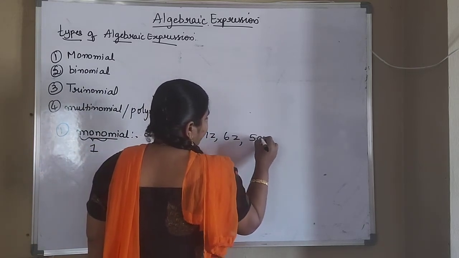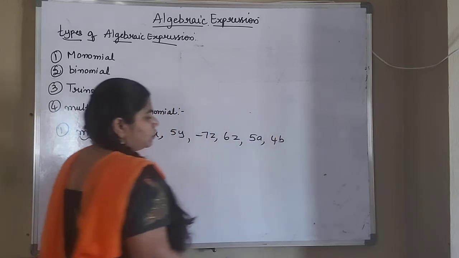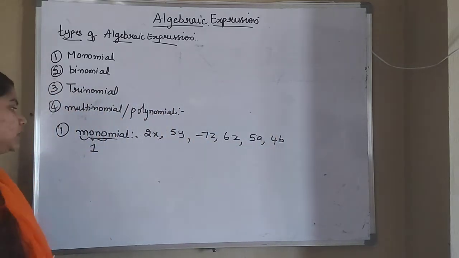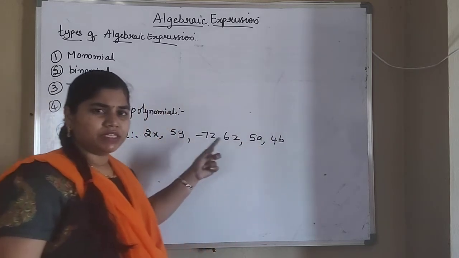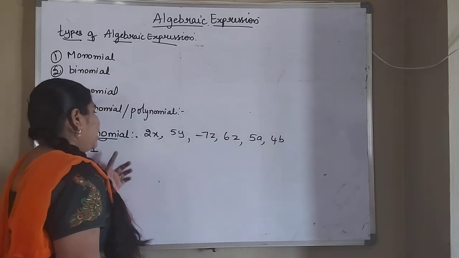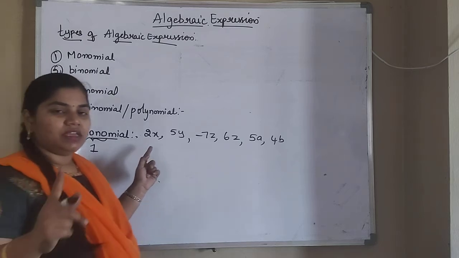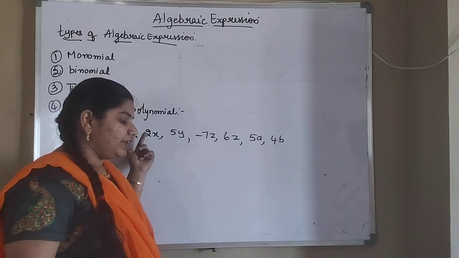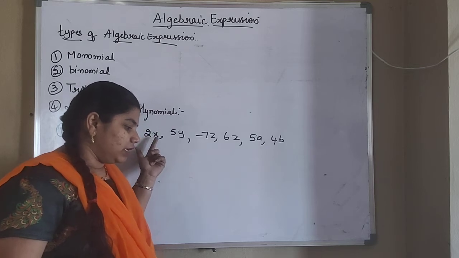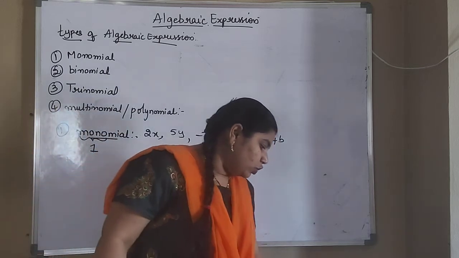6z, 5a, 4b. So these all are monomials. It is having only a single term. An expression having only a single term, we will call it a monomial. Exactly, it will be having only a single term. So that is called a monomial.